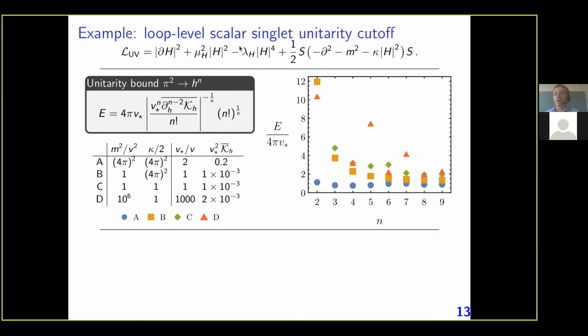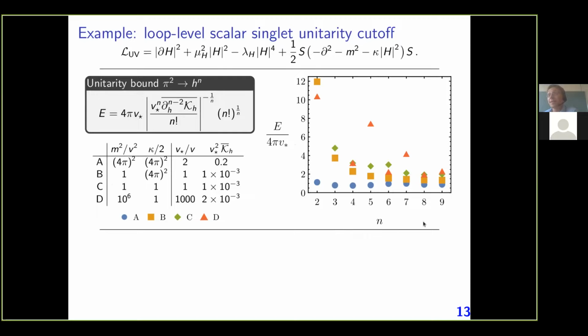Now, a final slide to wrap this up. I just want to show numerically what some of these unitarity bounds are. So we look at the amplitudes 2 pi to n Higgses and vary n. And for each of these amplitudes, we calculate numerically what the unitarity bound is going to be. And we do it for 4 specific instances, A through D, of this UV model. So 4 specific sets of UV parameters. Now, on the right, we plot the unitarity cutoff that we get in units of 4 pi v star as a function of n, the number of Higgses.